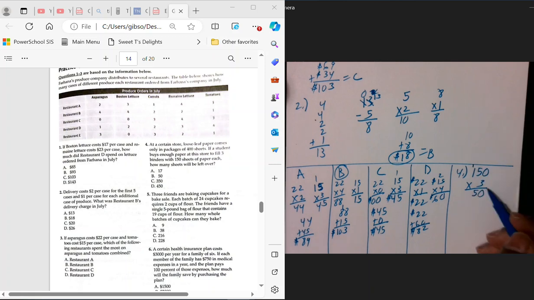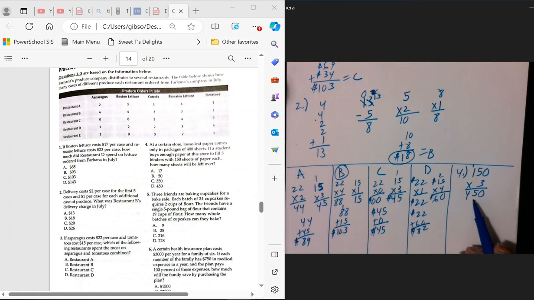5 carry a 1. 3 times 1 is 3, plus 1 is 4. So it's 450 sheets that will be needed to fill up 3 binders. Okay, now it says how many sheets will be left over. So that means that it says loose leaf paper comes only in packages of 400 sheets. We have to fill up all 3 of those binders.